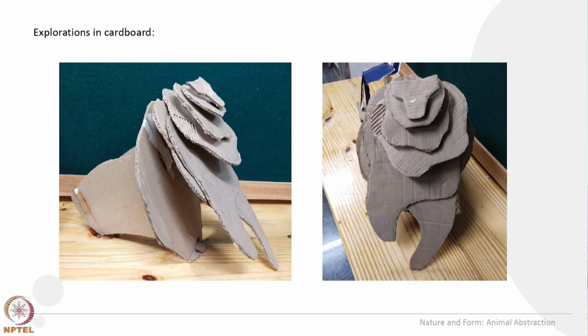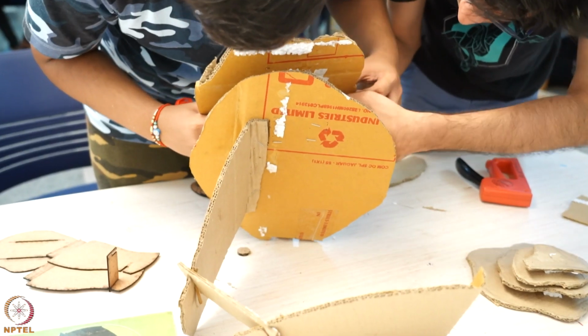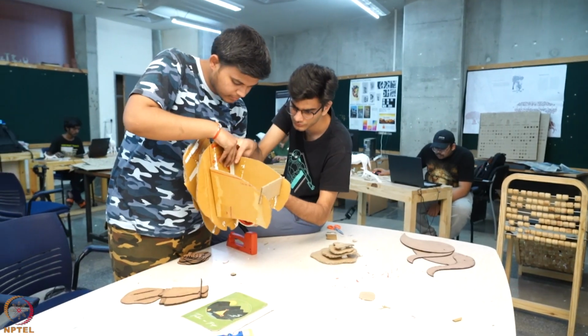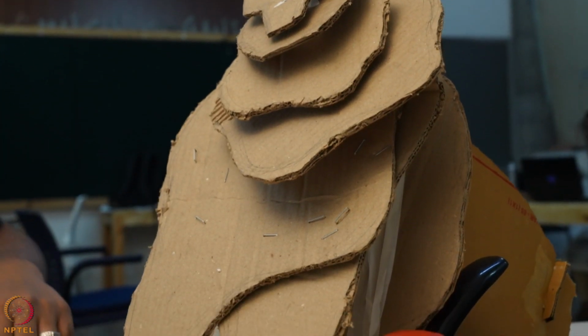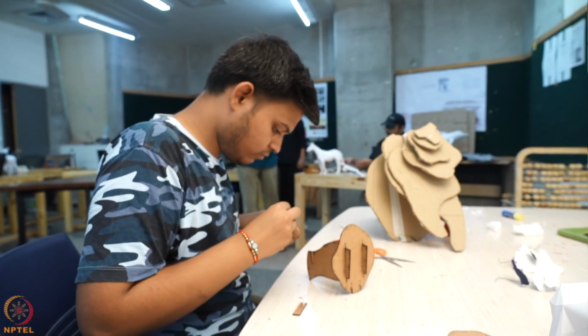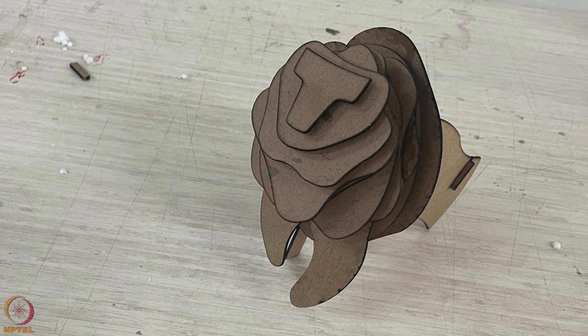Then comes the exploration in cardboard, where I tried to create a kind of confusion, so that for some people this form looks like a leg, but for some people it's the lion's fur. So these are the final 3D laser-cut forms of MDF sheets that we made out of it.